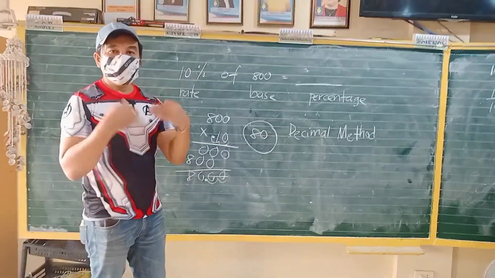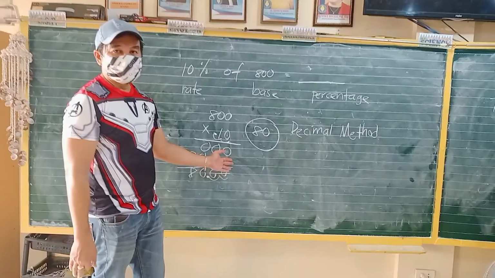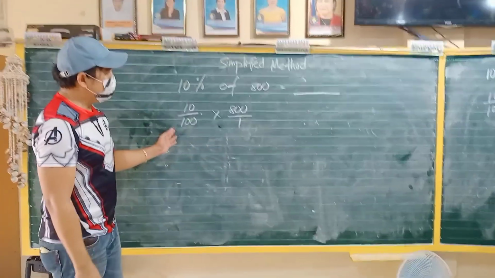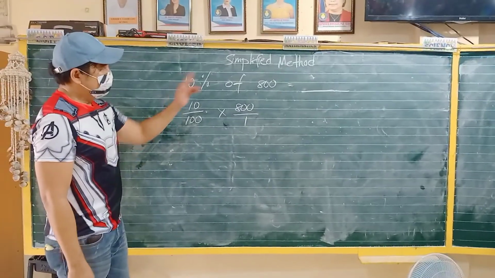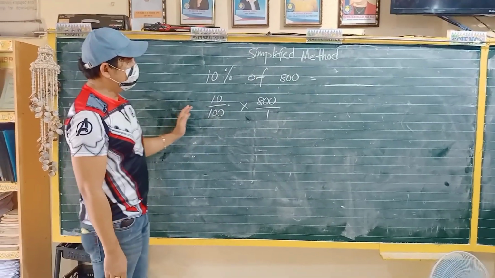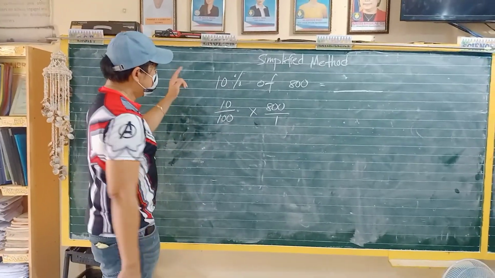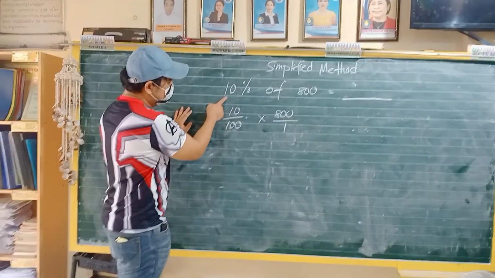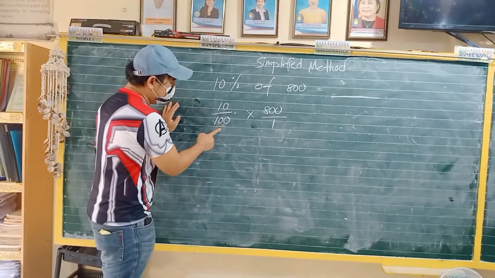And we have another way of solving this one. We have the simplified method. Second way is we'll do the simplified method of solving this one. So how to do the simplified method is this way. So first we change the 10% into fraction. So 10% in fraction is 10 over 100.